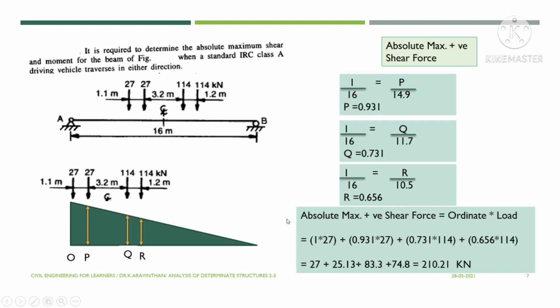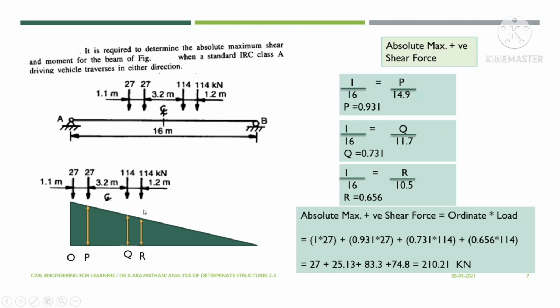And these formulas which are discussed earlier, you can check the earlier videos. And this is our first load, that is 27 into the ordinate, which is 1. 27 into 1, and 27 into the ordinate of P. So we know the ordinate of P is 0.931, so 0.931 into 27, and 114 into Q. Q is 0.731, 0.731 into 114.